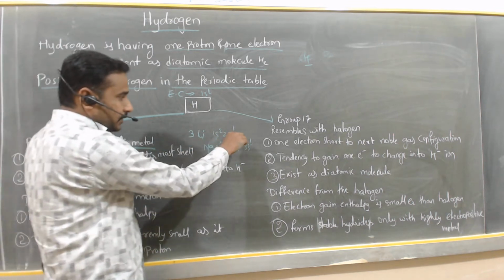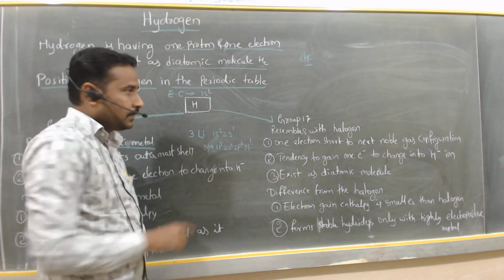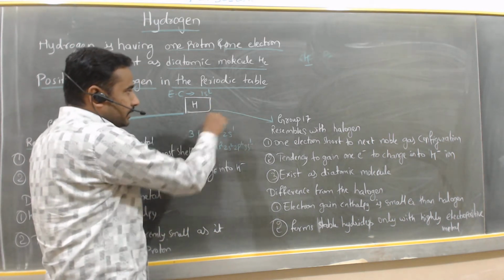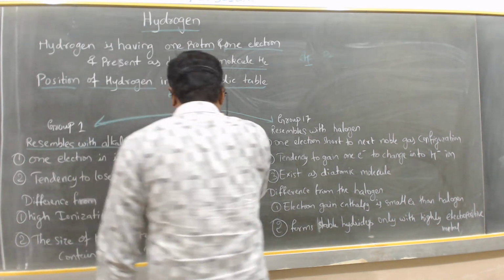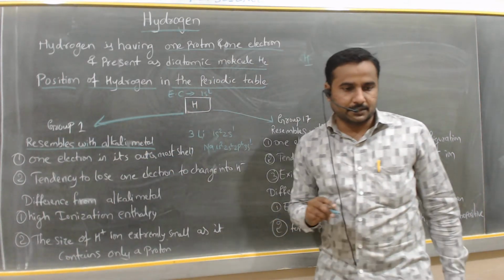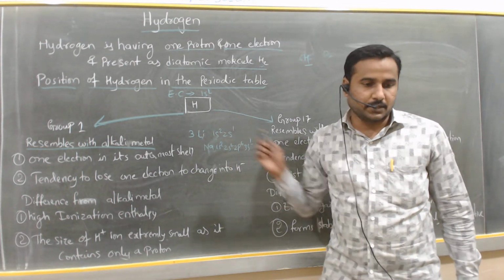Lithium also has 1 electron in its outermost shell, sodium also has 1 electron in its outermost shell, and hydrogen also has 1 electron in its outermost shell. So this is the similarity between hydrogen and alkali metals. This is the first point.